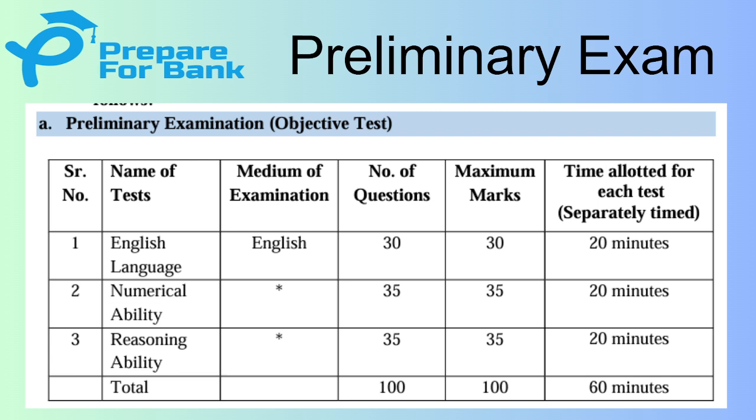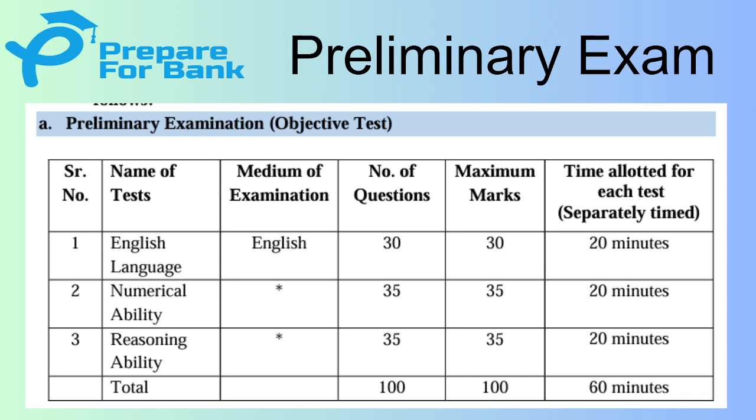So let's get started with the preliminary exam. The preliminary exam pattern looks like this: the English language, numerical ability and reasoning ability will be tested with the number of questions 30, 35 and 35 respectively, and the time allotted for answering these questions is 20 minutes for each section.